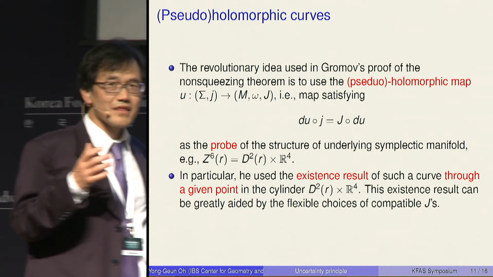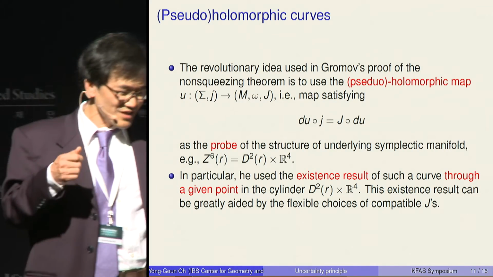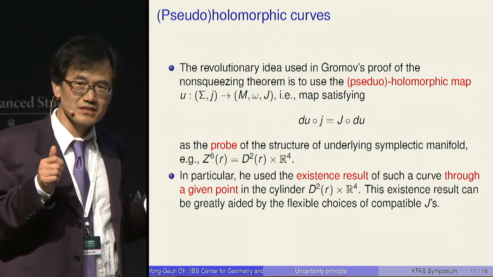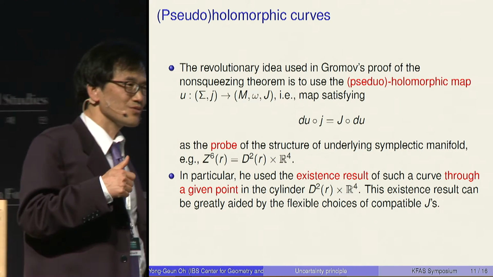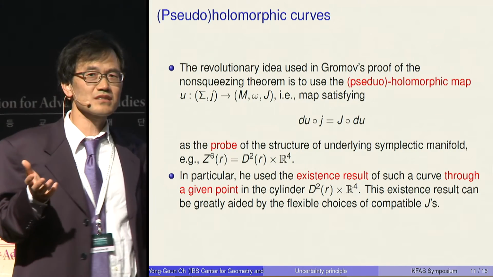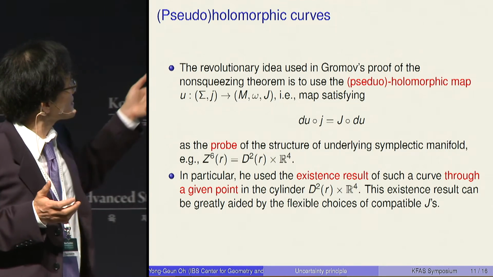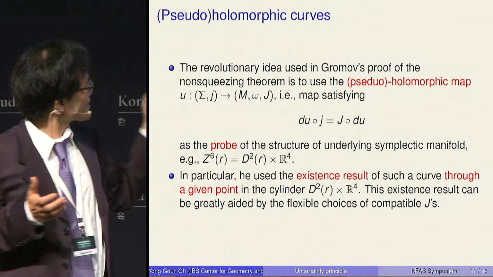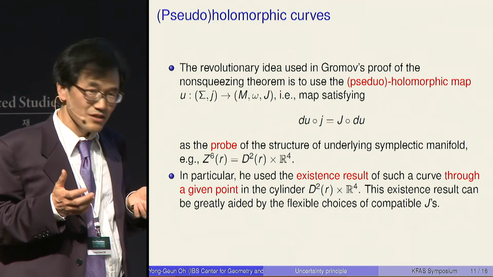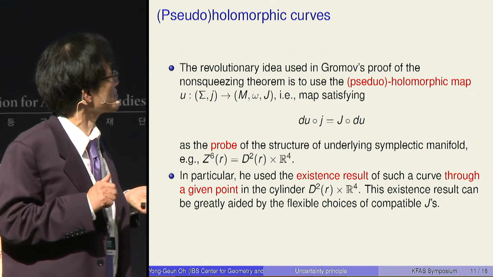And in mathematics, one of the most fundamental questions is that when you define some object or structure, the question is whether such a definition is vacuous or not. So to see whether such a definition is good, you have to prove some kind of existence theorem for such an object. And it turns out this existence result of a certain holomorphic curve through a given point in the thin cylinder would be the key to answering this non-squeezing result.